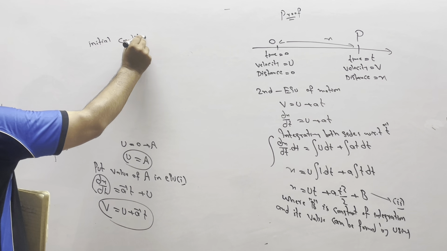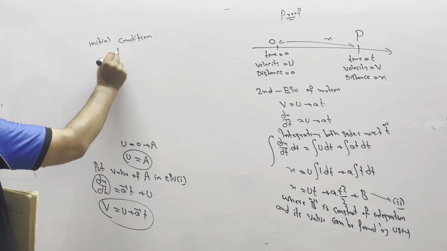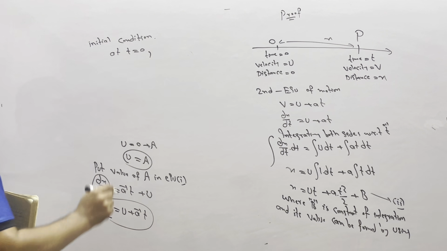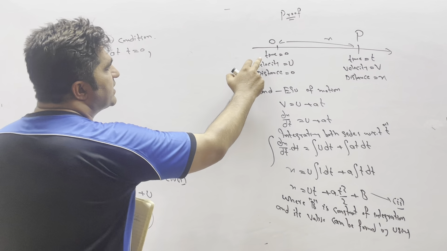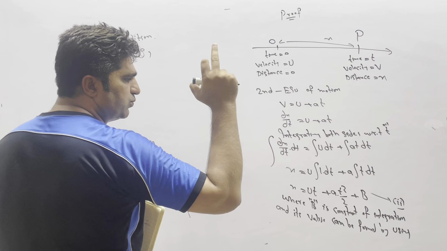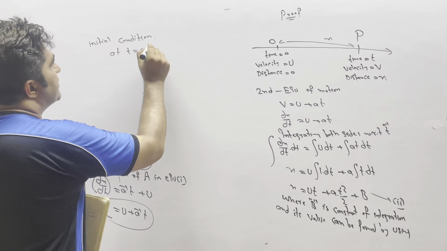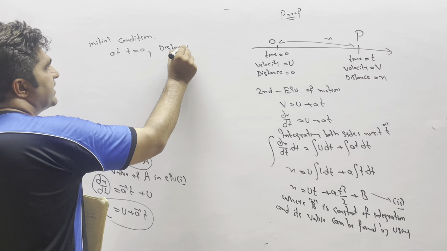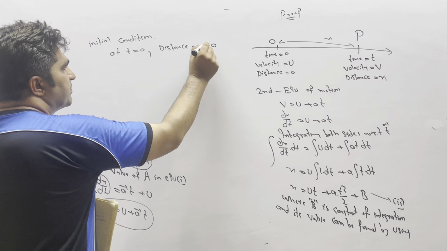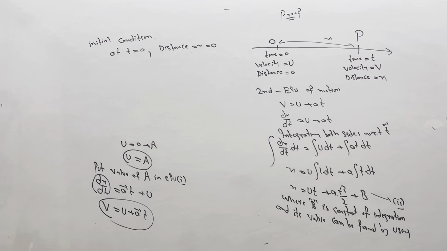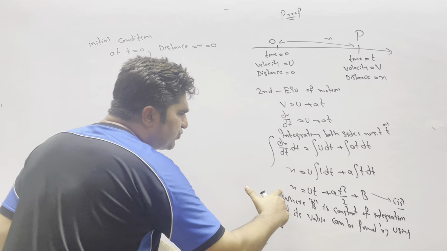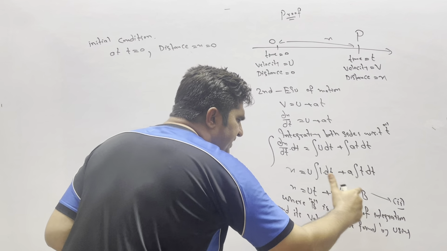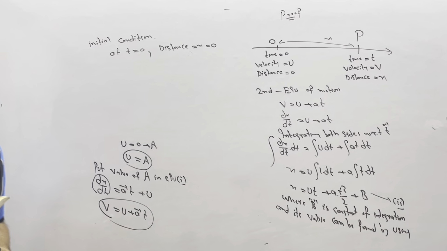You know already what the initial conditions are: at t equal to 0, distance is 0. Distance means x, it's 0. So if I put x equals 0 and t equals 0, I will be getting B equal to 0.